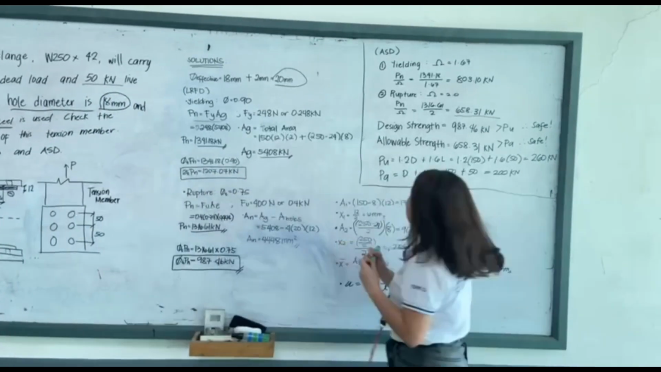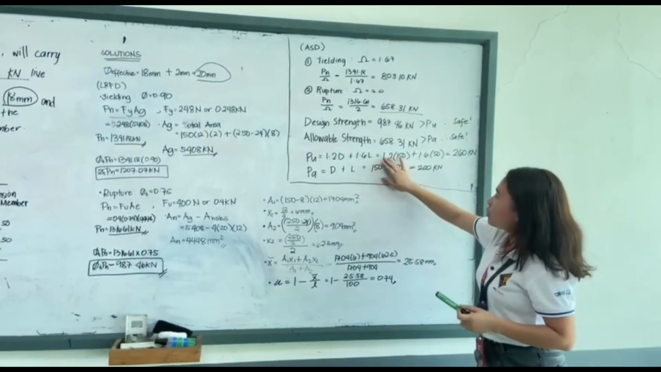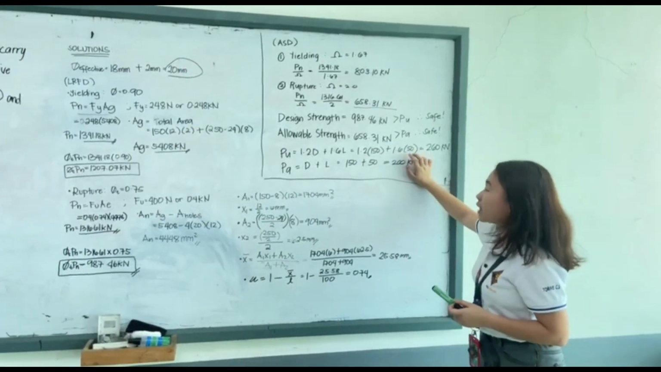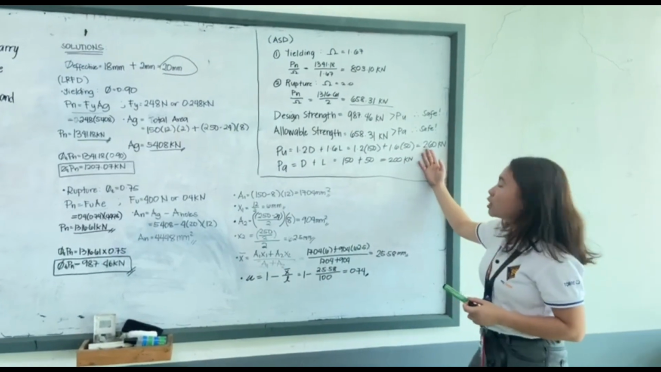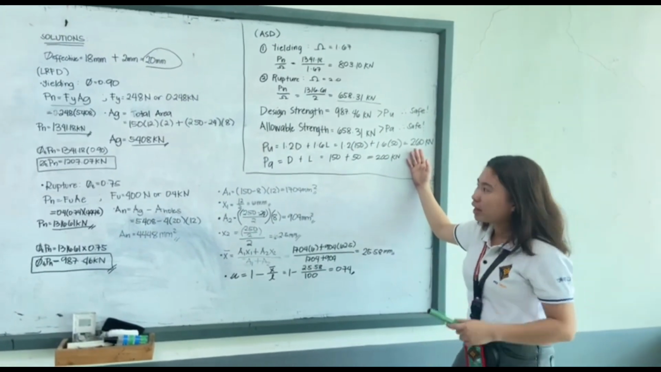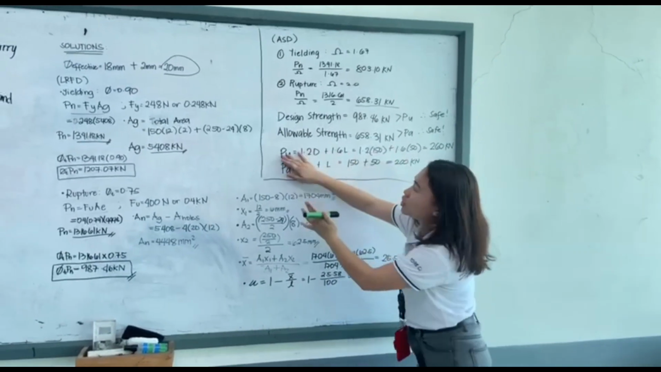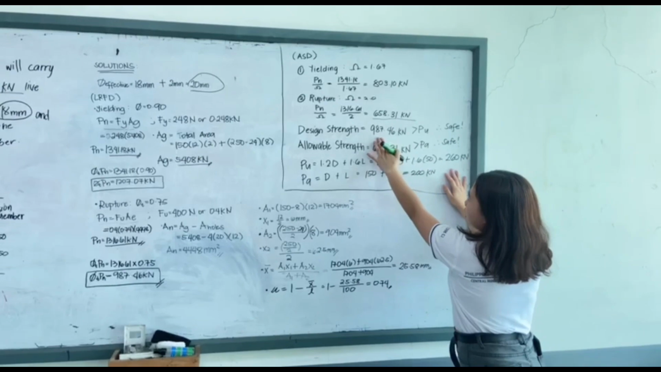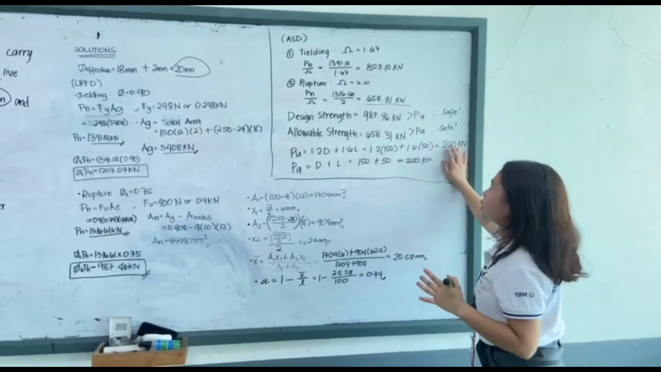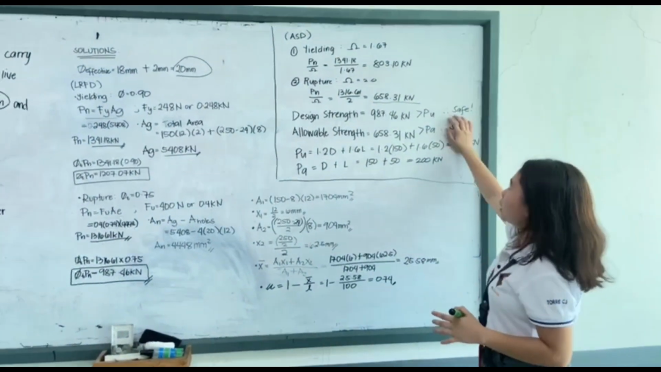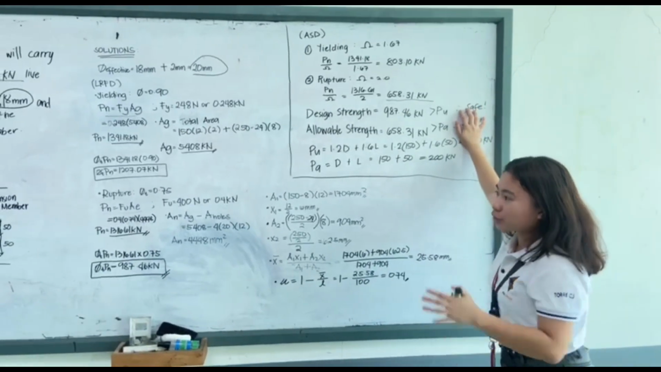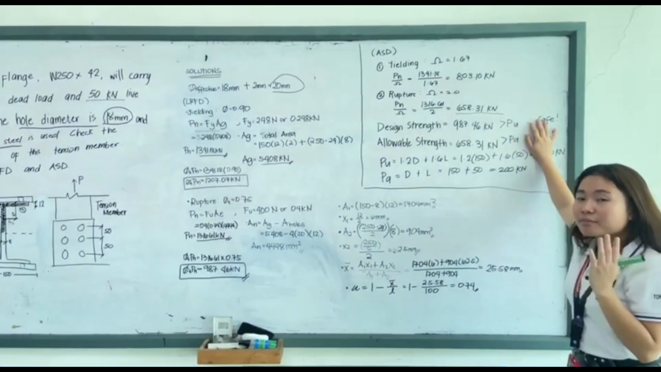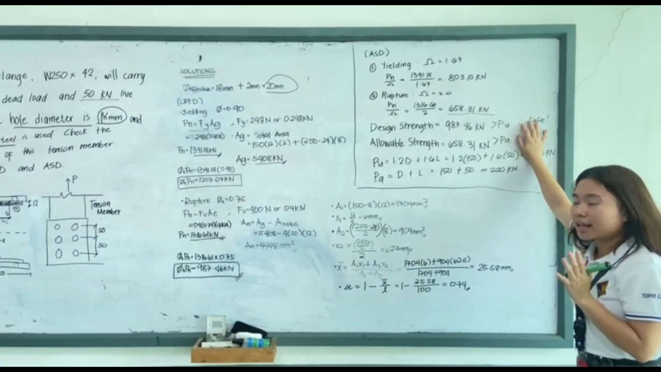So, after na i-substitute nato, 1.2 times dead load na 150 plus 1.6 times live load na 50. So, we have 260 kilonewton. Ang Pu, atong i-compare sa atong design strength. And as you can see, 987.46 is greater than 260. Therefore, we can conclude na ang atong design strength for that design is safe. Kaya niya ma-carry ang dead load and live loads.